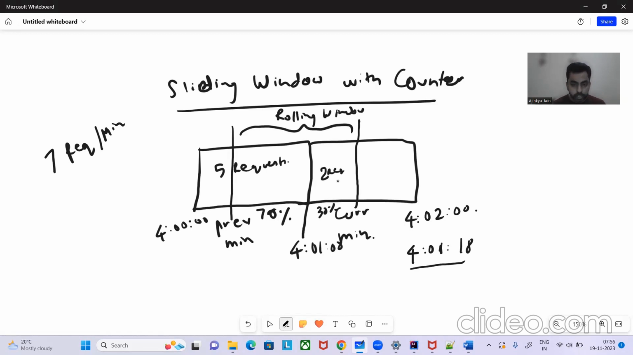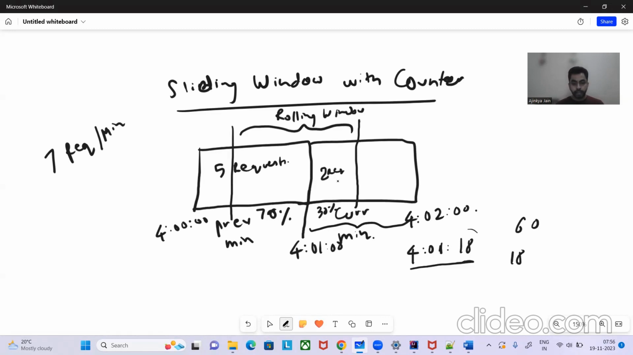So how does this work? At 18 seconds, what is the percentage of the current minute? It is 30%. If it is a 60-second window, the 30% of 60 seconds is 18 seconds. At 18 seconds, a request had come.